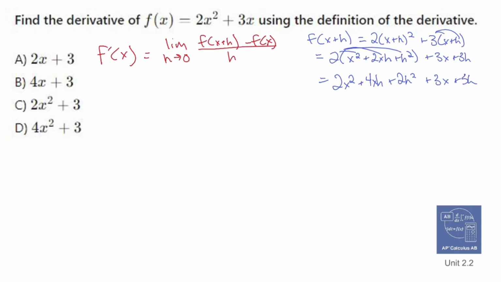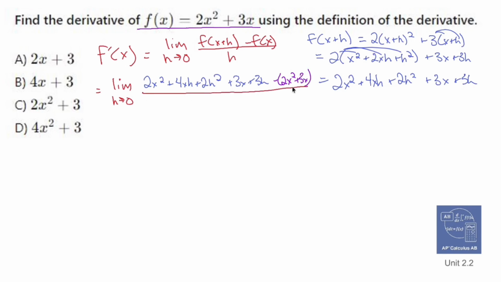We already know what f of x is, so I'm not going to bother writing it down. So what I'm going to do is I'm going to rewrite this guy out, okay? The limit as h approaches 0 of f of x plus h, so I'm going to write that in blue. That became 2x squared plus 4xh plus 2h squared plus 3x plus 3h minus f of x, which I underlined in purple, so minus 2x squared plus 3x, close that, all over h, like that.